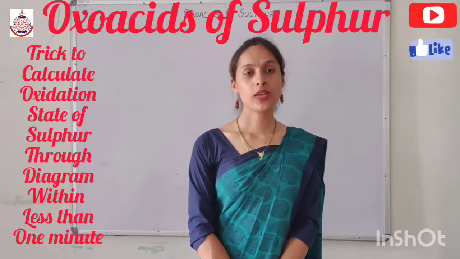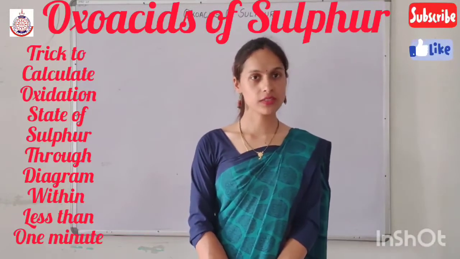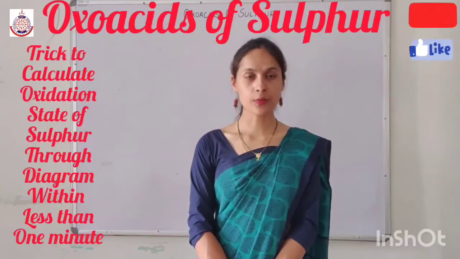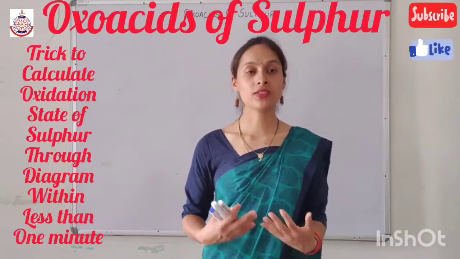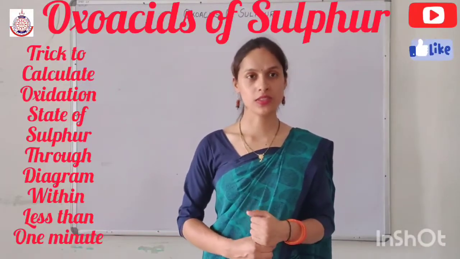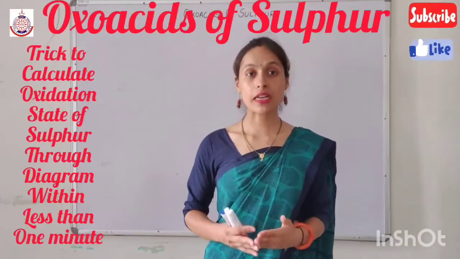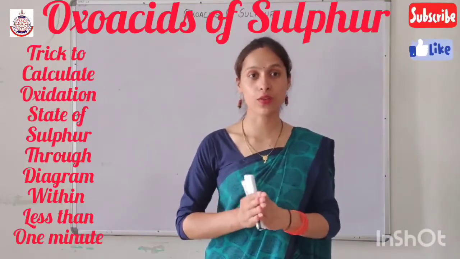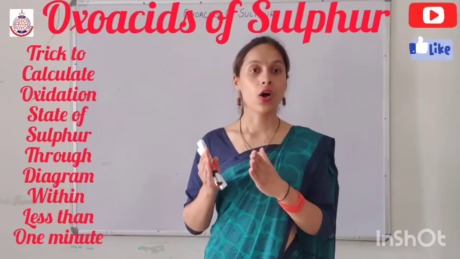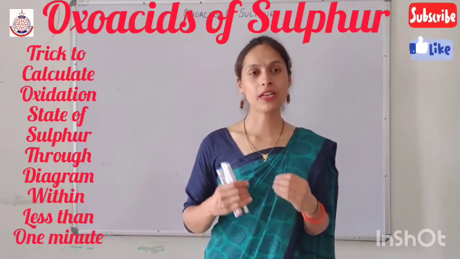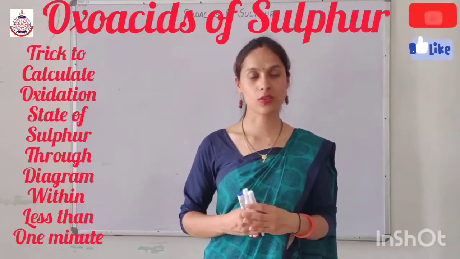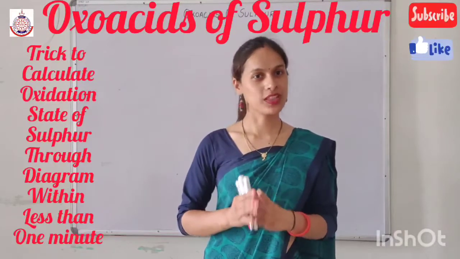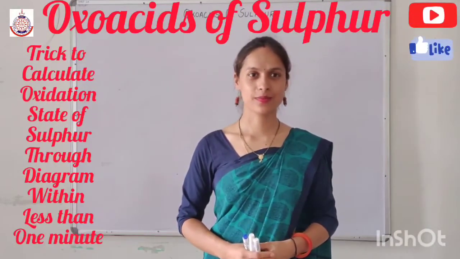Today in this video we will talk about the oxoacids of sulfur: how many oxoacids of sulfur are present and what the different structures of those oxoacids are. I'll also give you a trick with the help of which you can easily calculate the oxidation state of sulfur in each and every oxoacid of sulfur by simply looking at the structure within less than 1 minute. So without any delay, let's get started.